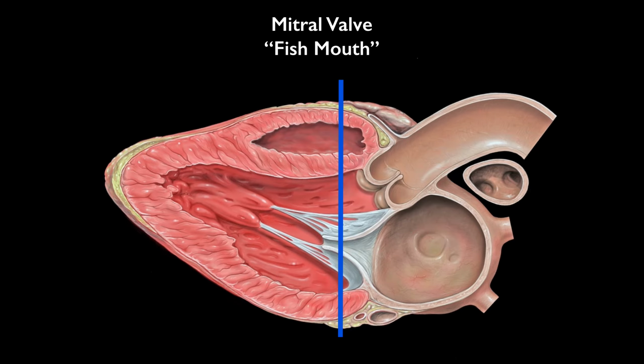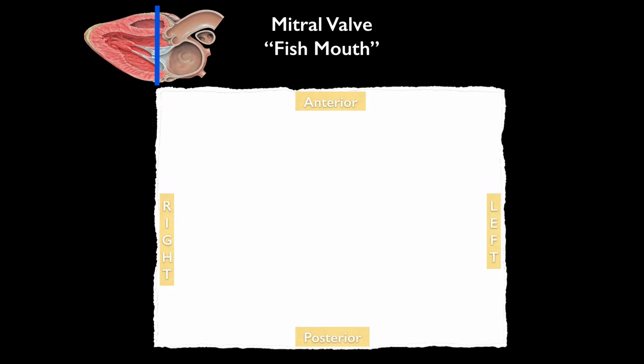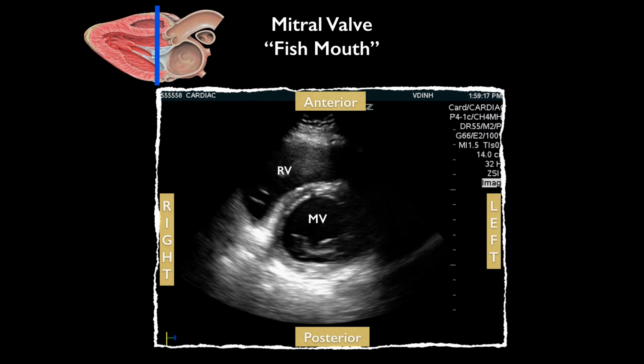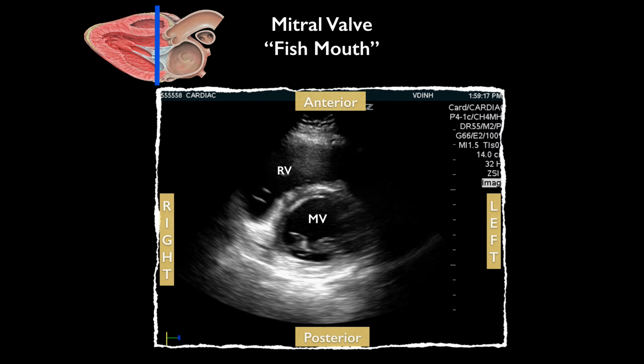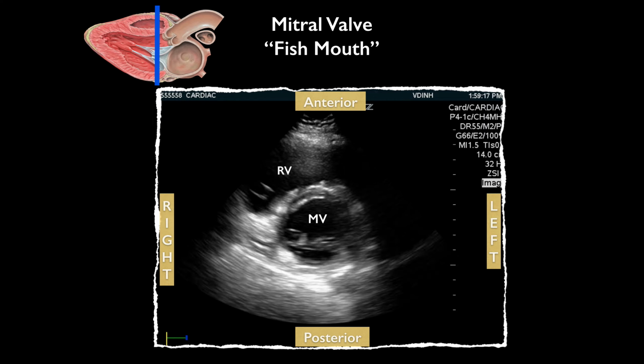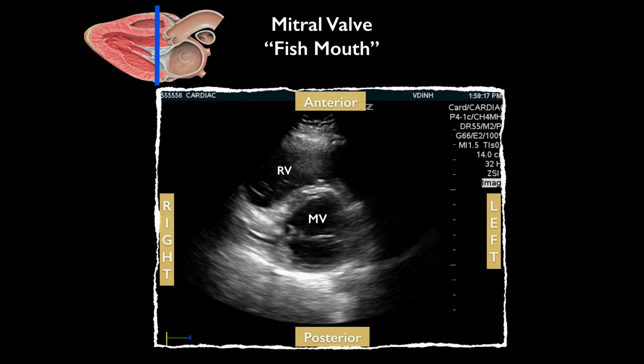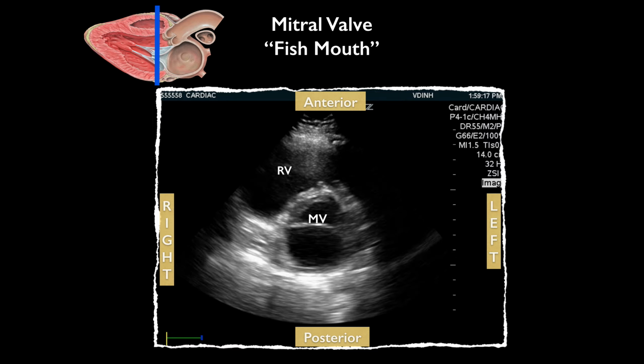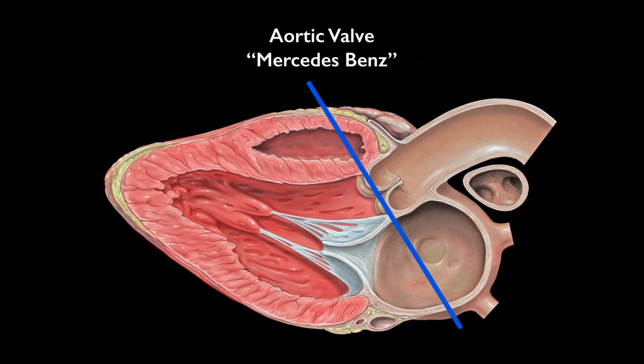And if you cut it a little bit more towards the base, you're going to hit that mitral valve, and this is called a fish mouth view. And you just slide that basically more medially, and you usually get this view. And here you can see the right ventricle, the mitral valve, the anterior and posterior leaflets, and it kind of looks like a fish mouth, right? They're opening and closing.